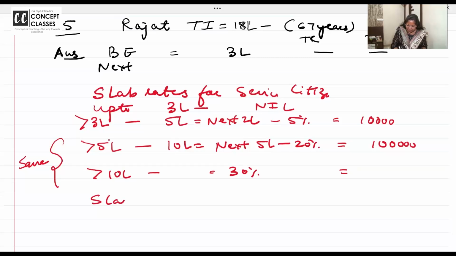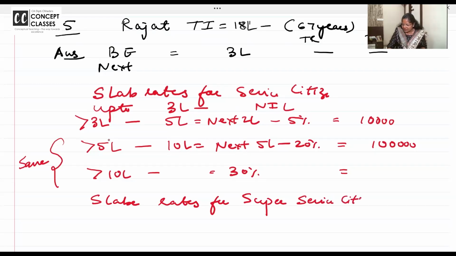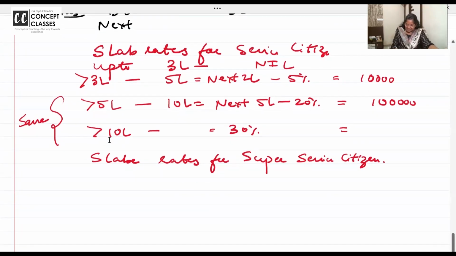Let me write the slab rates for super senior citizen. One thing I want to say: my grandma, my dadiji, she's no more. She expired at the age of 98, very healthy. We were filing her returns in her 90s also. She got an award and certificate from the income tax department at the age of 94 as the oldest senior citizen filing the return and paying the tax. I'm just telling you these insights, it's not that nobody pays tax after 80. People do pay tax, right.